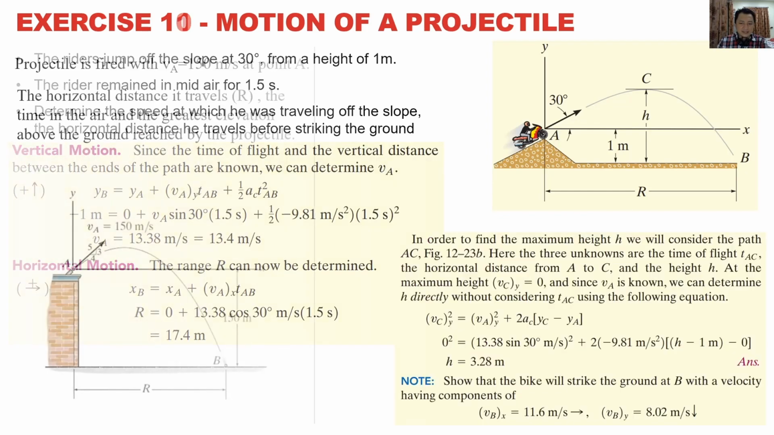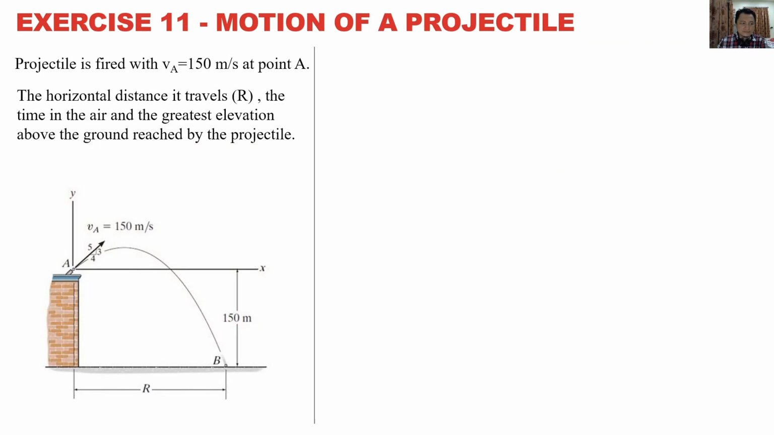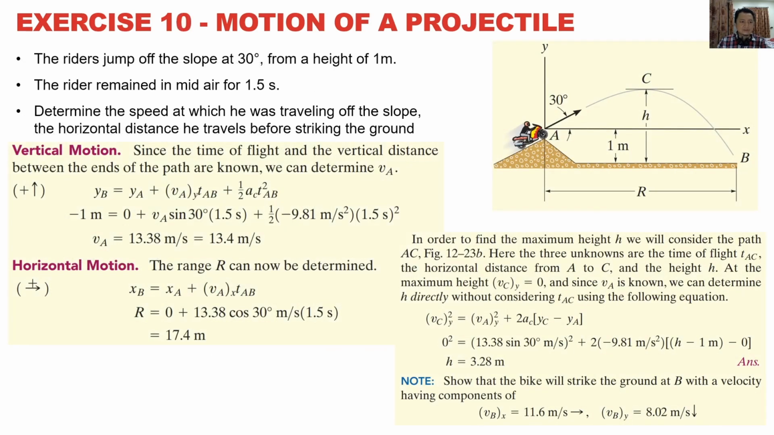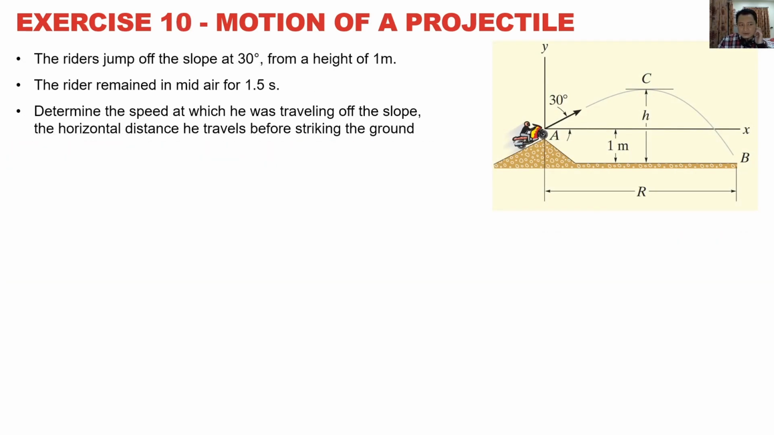So far we've done some examples on projectile motions. This one, what is it about? R, range, height, same thing. Determine the speed at which he was traveling off the slope. This is nice. We're trying to find the speed.